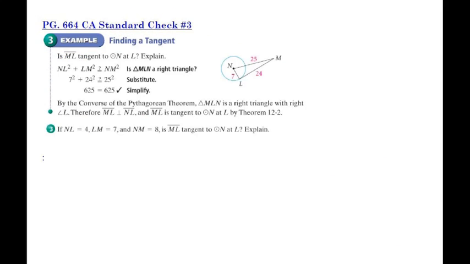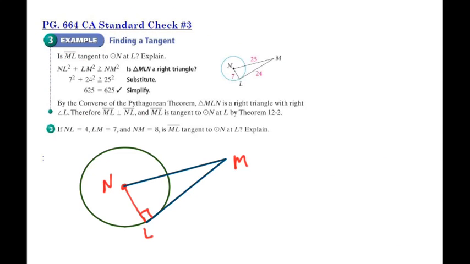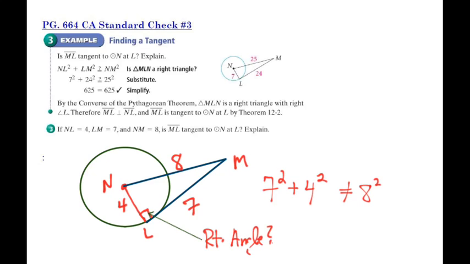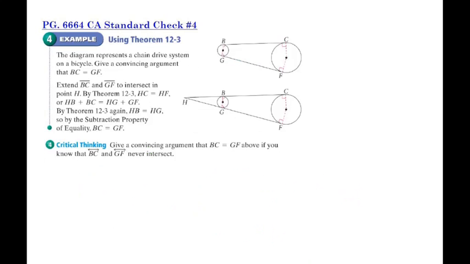If we're looking at the next one, we should sketch our picture again, and we're asked if that is a right angle, if it's tangent. If it's tangent, then the Pythagorean theorem will work, but it works out that 7 squared plus 4 squared is not 8 squared, so it is not a tangent line, as it doesn't form a right angle.